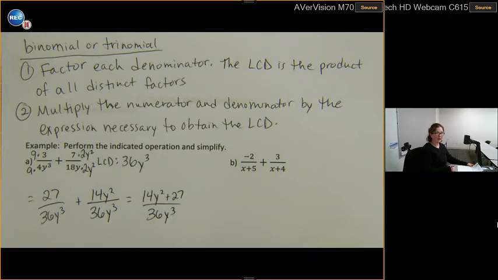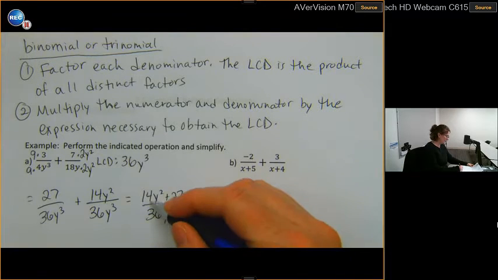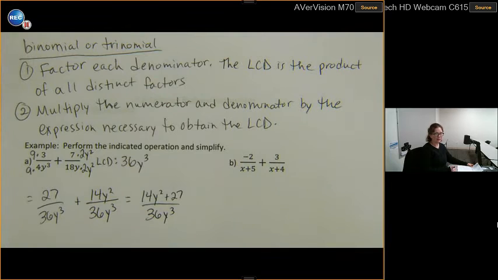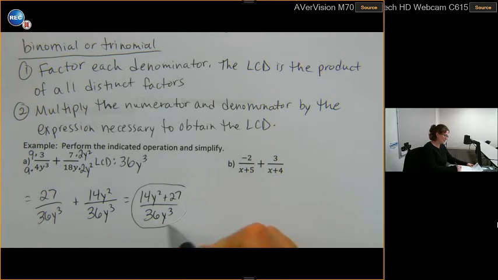Now I check for factoring. In the numerator, there's nothing I can factor. So there's nothing I can cancel. Even though, let's say, 14 and 36 do reduce, yes, they're both even, because I have an addition sign up here in the numerator, I cannot just pick off the 14. So it's either all of it factors and cancels, or there's nothing.